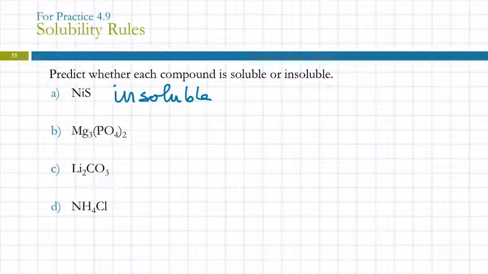Magnesium phosphate. If you start at the top and go through the list, magnesium's not in the top and phosphate's not in the top. When you get down to the bottom, phosphate's way at the bottom. If you've gotten down there, there's no exceptions. Phosphate with magnesium is insoluble.